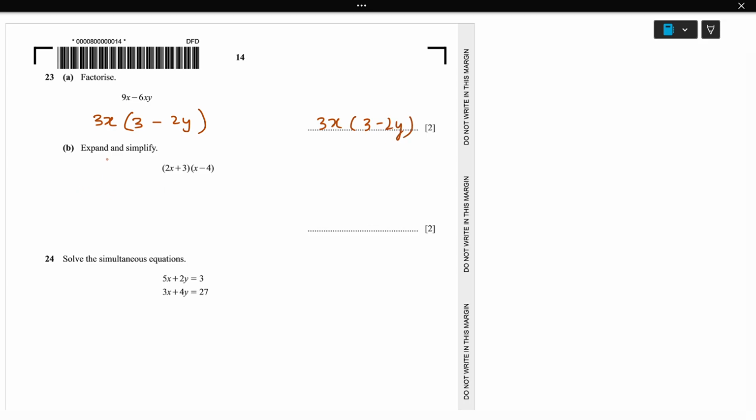Next, expand and simplify 2x plus 3 and x minus 4. First multiply here, multiply here. So 2x times x, 2x square, minus 2x times 4 is 8x. Next, this and this. So 3 times x is 3x, and 3 times negative 4, negative 12. So 2x square, like terms we will take together, minus 8x plus 3x, which is going to be negative 5x, negative 12. So the answer is 2x square negative 5x negative 12.